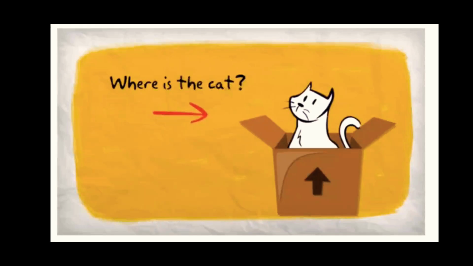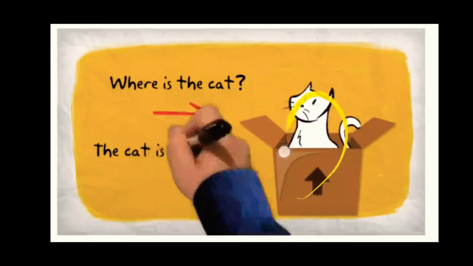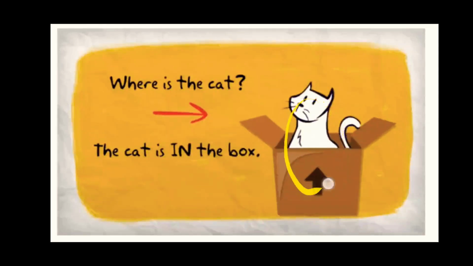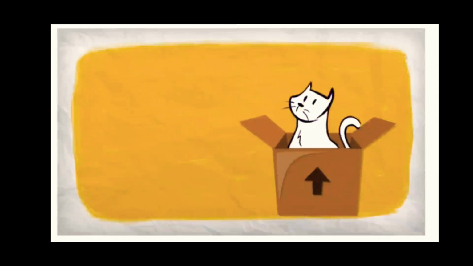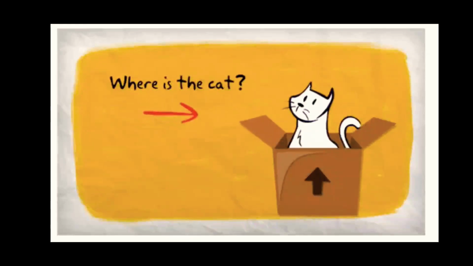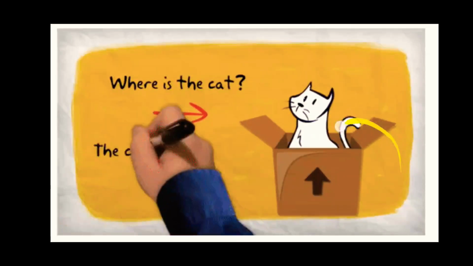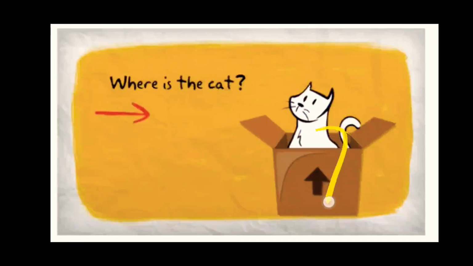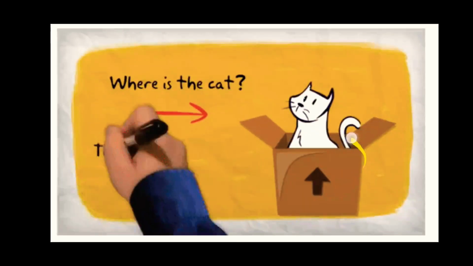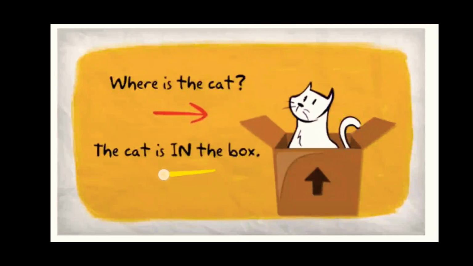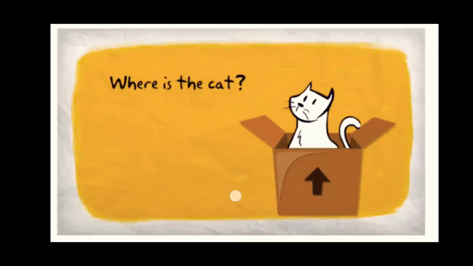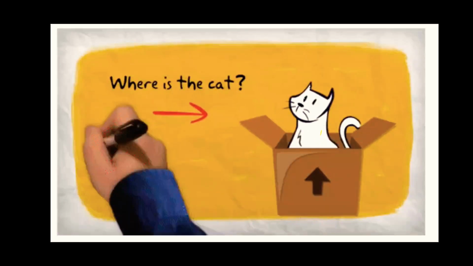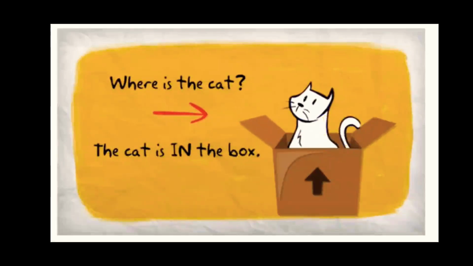Now another preposition. Where is the cat? Now look at this cat. The cat is in the box. So here in is the preposition, and it is used when something is placed inside another thing. When one thing is covering another thing from all the sides, then it is inside it, and we use the word in, or sometimes we also use inside. So we can say the cat is in the box or the cat is inside the box.